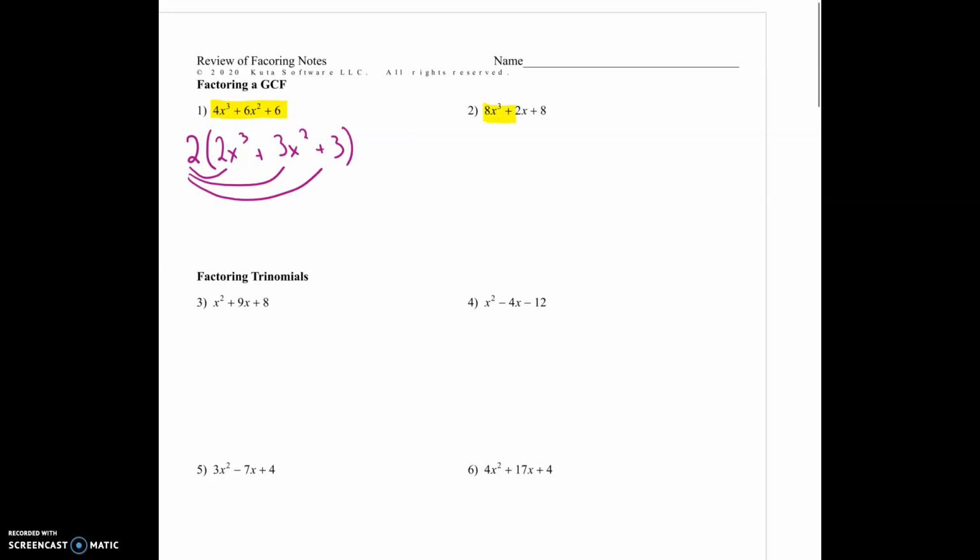In the next one, when I look at all 3 terms, again, I can factor out a 2. So if I factor or divide a 2 out, another way to look at this is, from the 8x cubed, I still have 4x squared. When I divide my next term by 2, I still have x. And when I divide my last term by 2, I have 4. So just 2 quick examples of GCF.